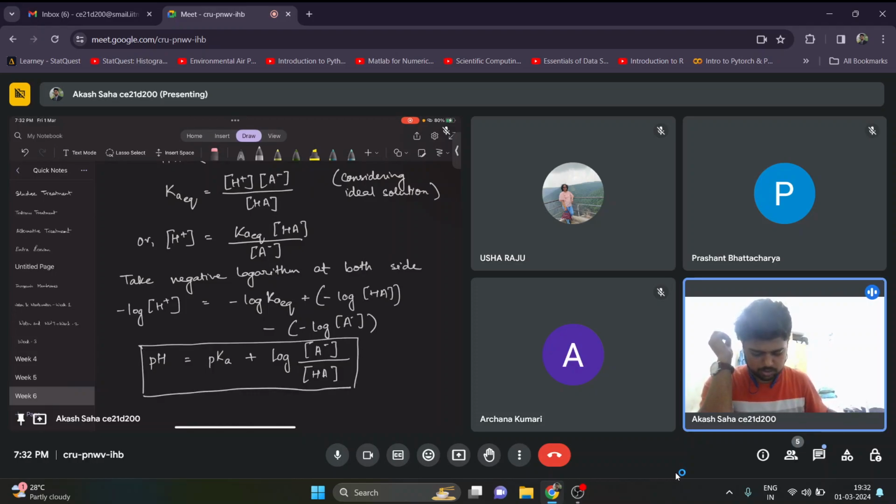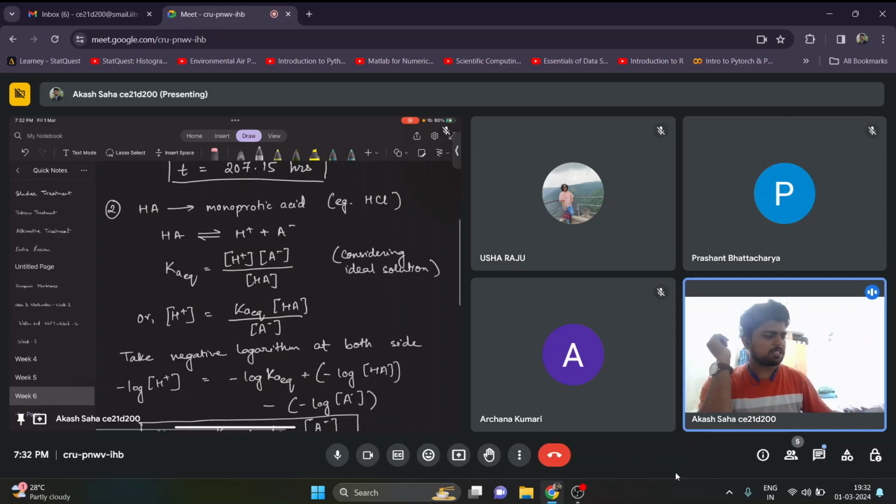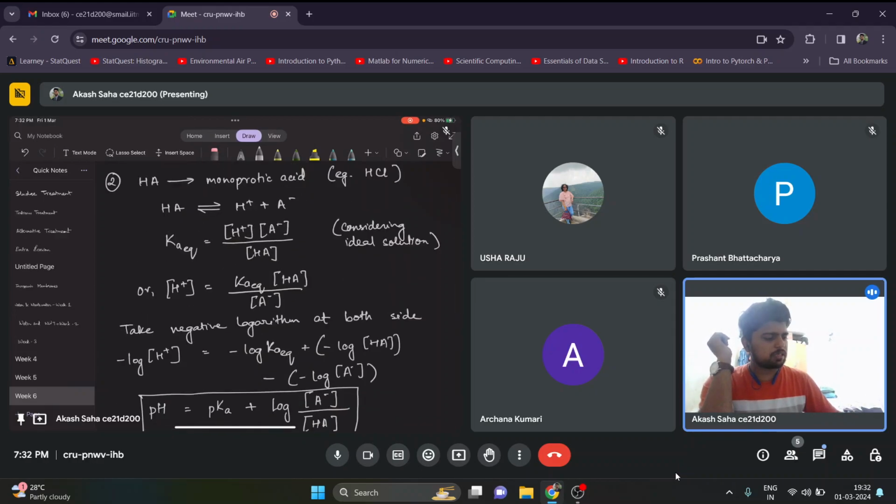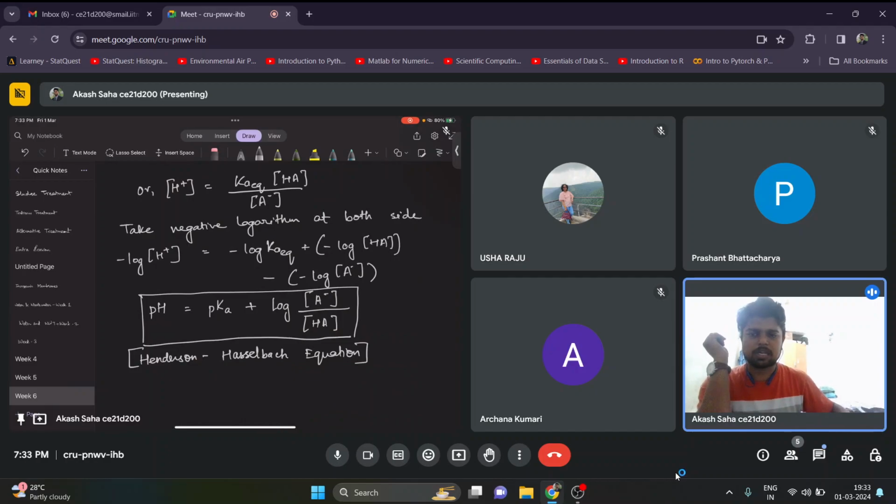Okay, and this equation is known as the Henderson-Hasselbalch equation. Is it clear? So nothing, we just have to take one monoprotic acid. We know that it will dissociate into H plus and A minus, and then the equilibrium constant will be equal to the product of the products divided by the reactant concentration, and then after arranging and taking the negative logarithm on both sides, we will get this equation.